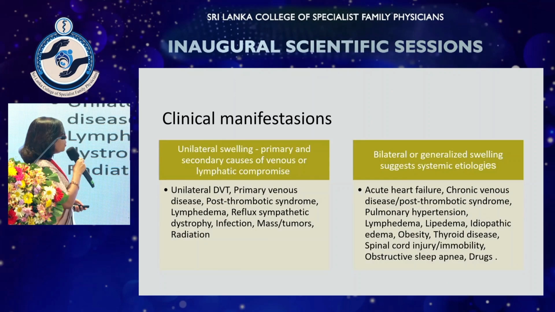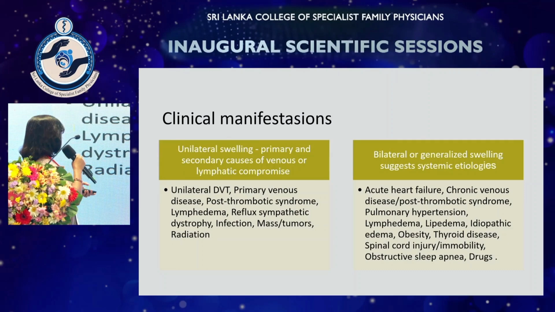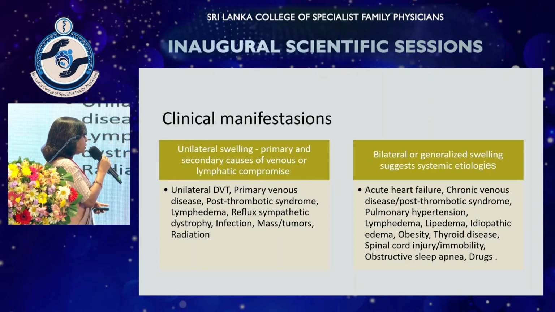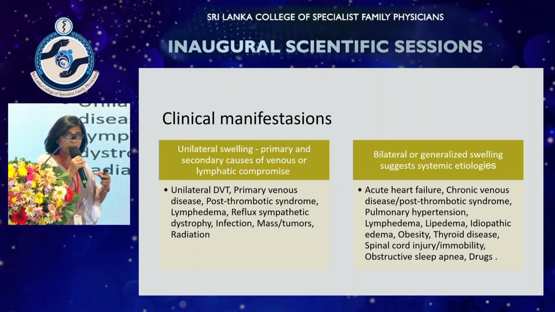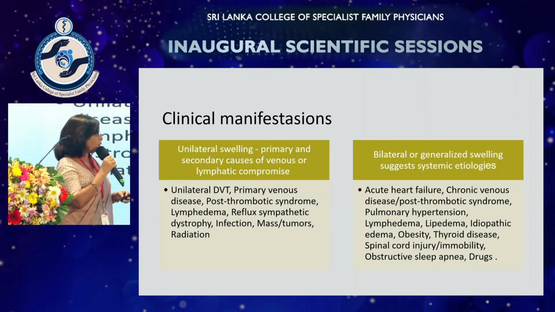Yes. So the clinical manifestations, as I mentioned at the beginning, come as unilateral or bilateral. Unilateral could be due to primary or secondary causes. It could be unilateral DVT, primary venous diseases, post-thrombotic syndrome, lymphedema, reflex sympathetic dystrophy, infection, masses, tumors, or radiation. There are some primary as well as secondary causes. As for bilateral generalized swelling, it suggests a systemic etiology. Think, if it is bilateral, think of some systemic etiology.